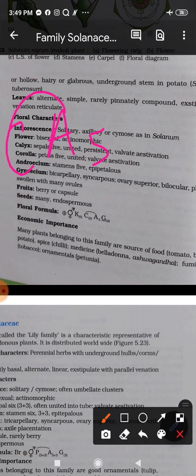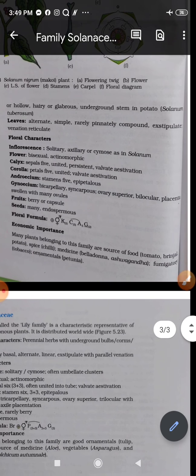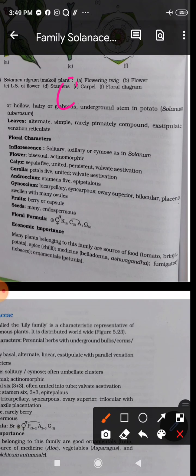Then comes the gynoecium. The gynoecium is represented by a capital G. It shows here it is bicarpellary, right? Syncarpous means it is fused. Bicarpellary, syncarpous, right? Ovary is superior. It is bilocular, which means the ovary has 2 locules. The placenta is swollen with many ovules.